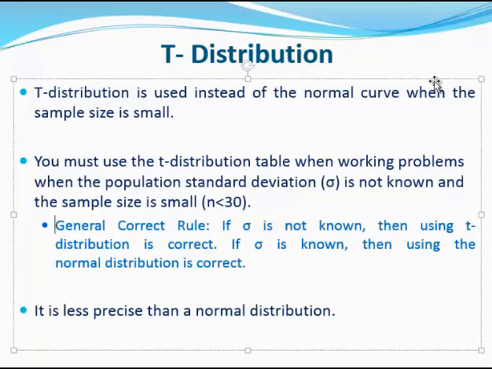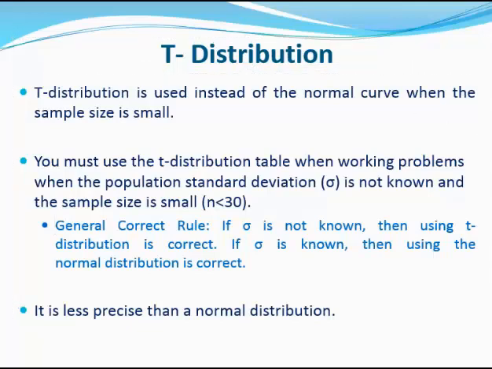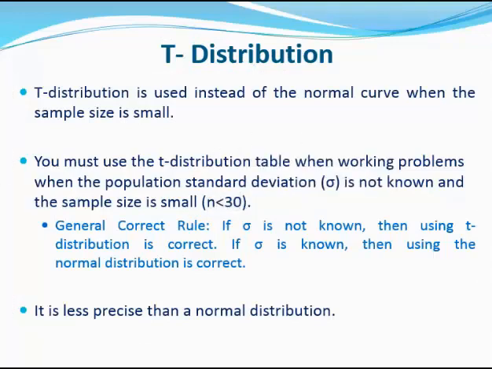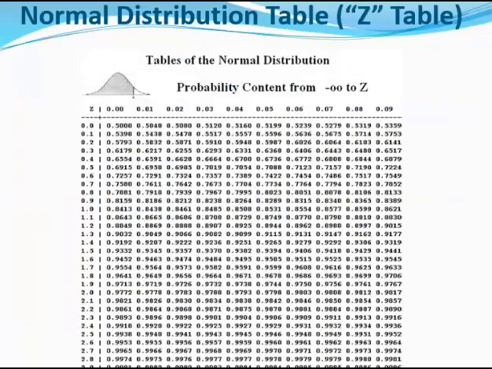So for our purposes, you can assume that if the sample size is small, which means less than 30, then you're going to use the t-distribution model, whereas if the sample size is greater than 30, or 30 or greater, then you can use the normal distribution chart, which we saw a little while ago.